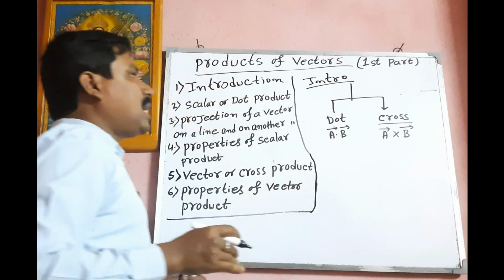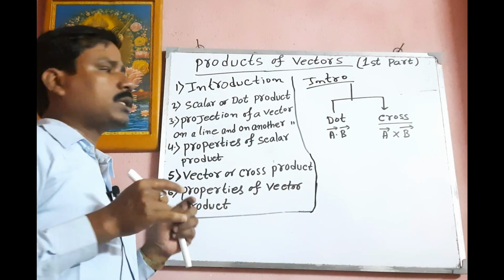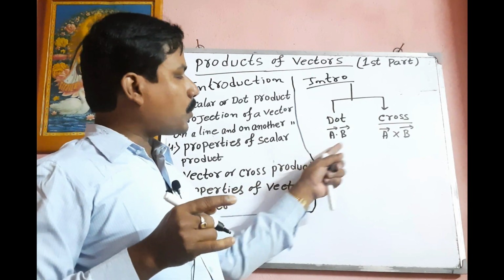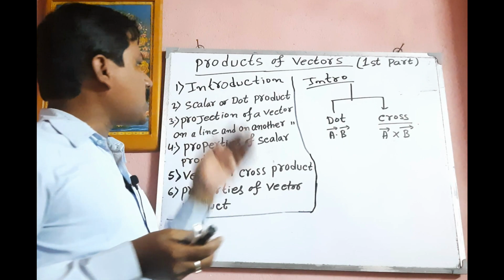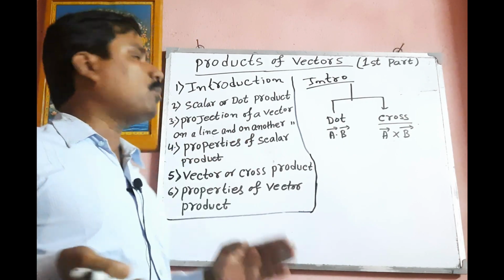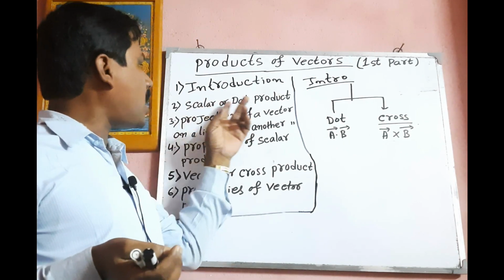So these are the two products of vector. One is dot product and another is cross product. This completes the first part, that is the introduction part. Now we move to the next part, that is the scalar or dot product.